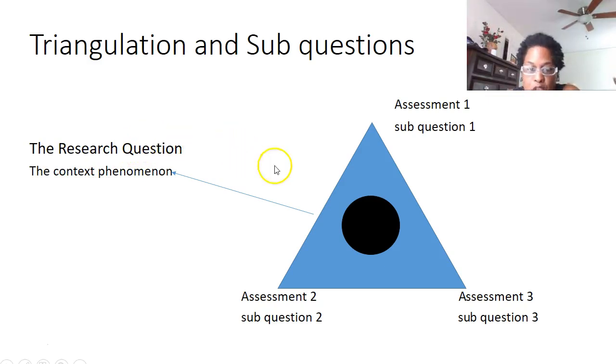I hope this picture or diagram helps clarify your understanding, so that when you're working on your sub-questions, you will automatically start thinking about your assessments. Then when we meet in our one-to-one sessions, we will be able to work on that and refine it, and this will make the process a little more streamlined.